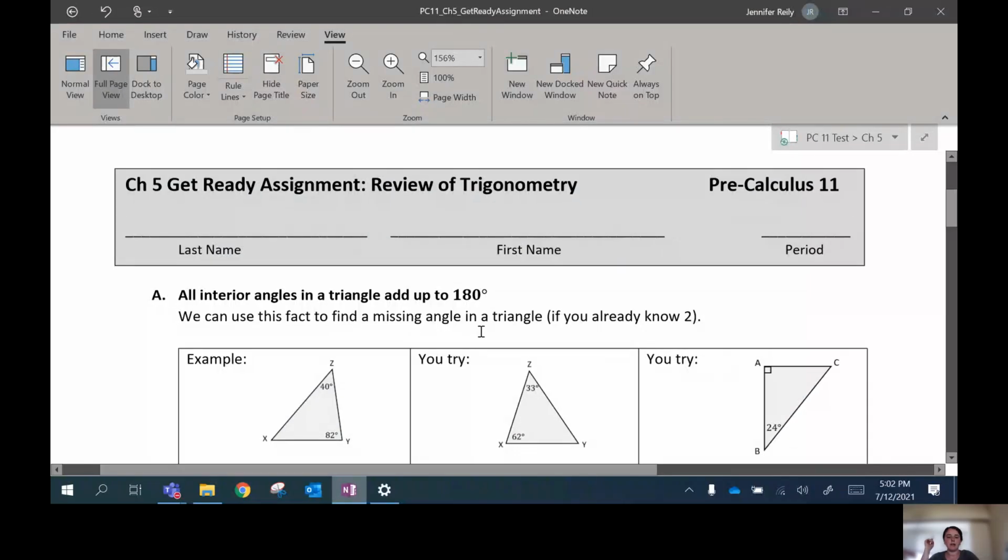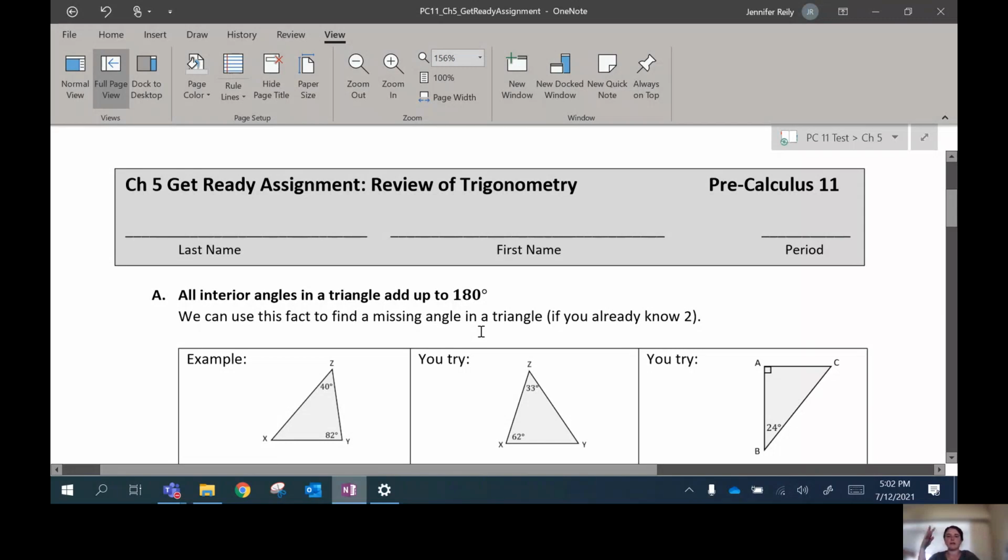Welcome everyone. Today we are going to look at the Get Ready assignment for Chapter 5. There are 3 basic facts or basic skills, I guess, you need to know how to do from previous years of math that we're going to be using throughout this chapter. The purpose of this assignment is just to review those to make sure you know them before we get into the chapter.